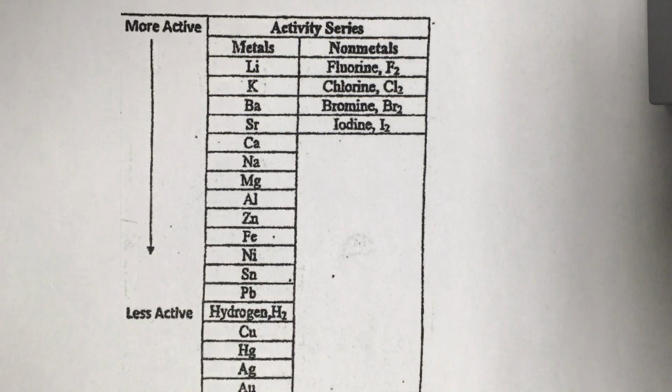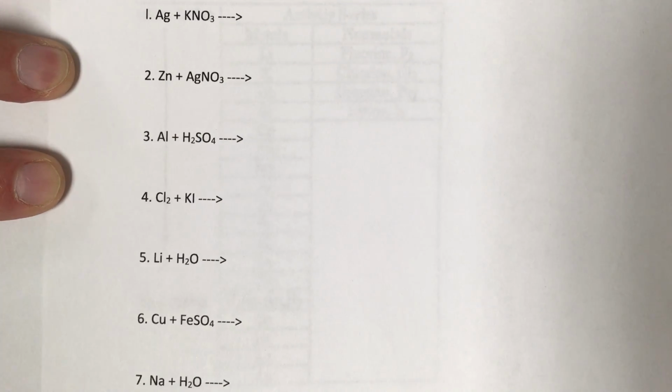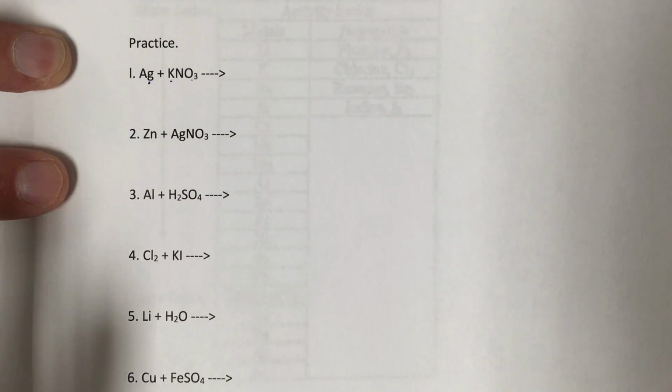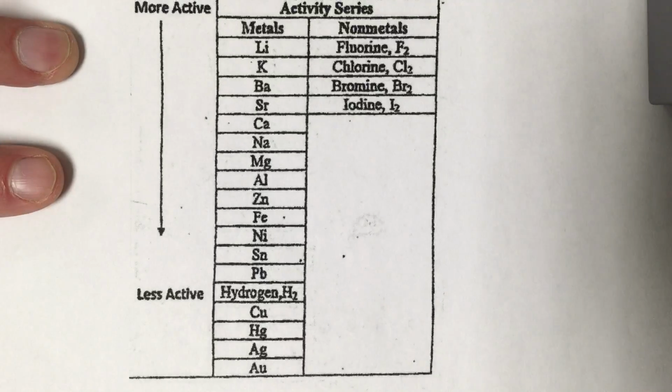So let me pull out the practice sheet so you can see what I'm talking about. You got to have a reaction. These are all single replacements because that's really where we use these activity series. What we need to be able to do is look at silver and potassium nitrate and figure out if a reaction is going to happen or not. And it comes down to where silver and potassium are on our activity series.